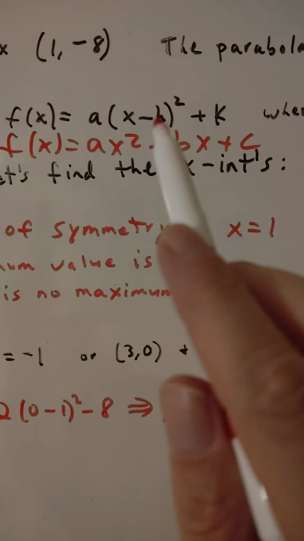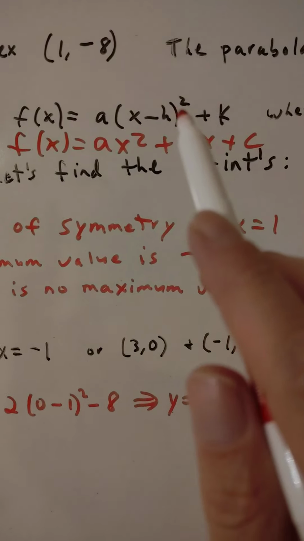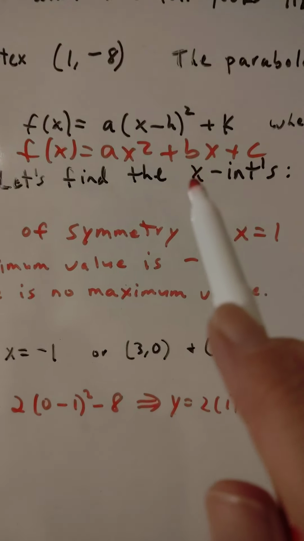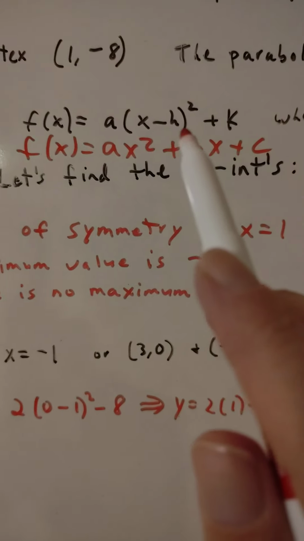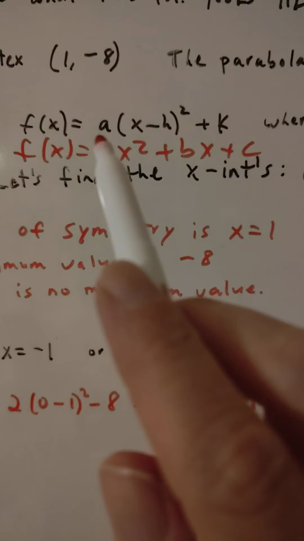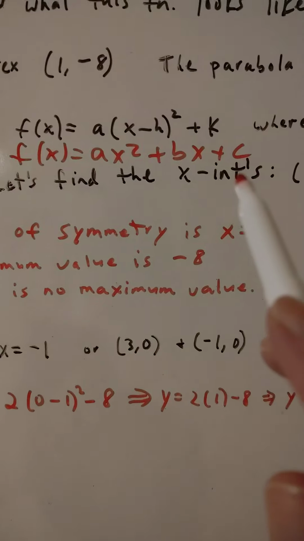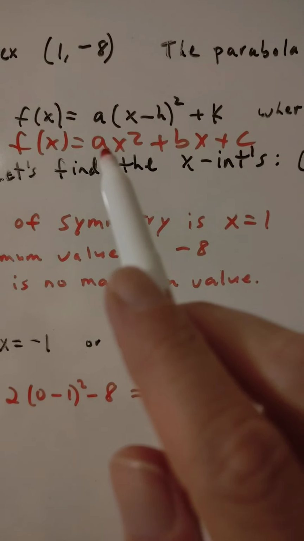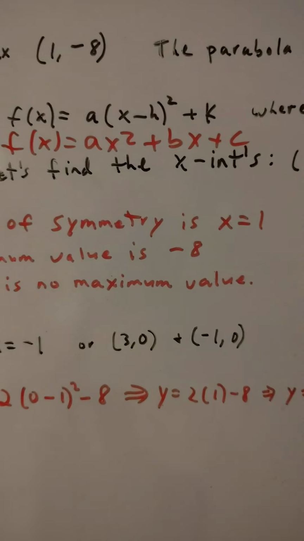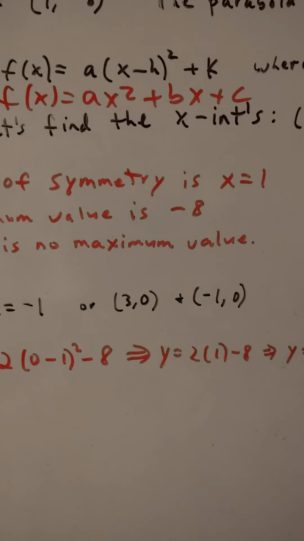And these are super related. You can get from one form to the other. If you want to go from vertex form to standard form, you just have to square out that binomial, then multiply it by that number, and then add that number to it, and it will look just like this form. And this a will always be the same as that a. That's a good thing to remember.